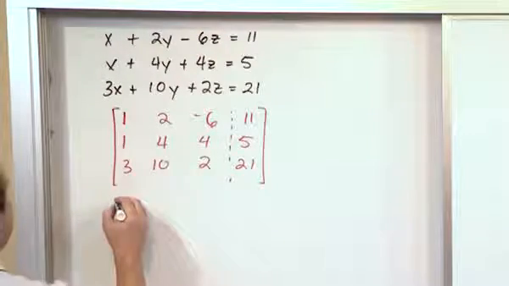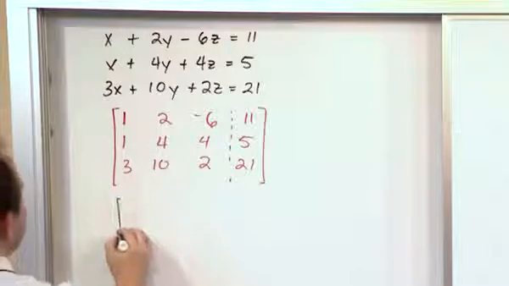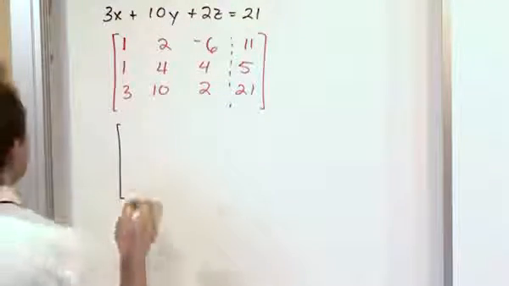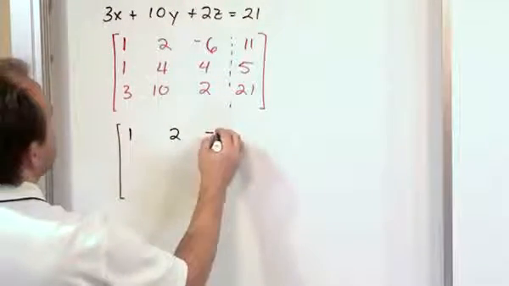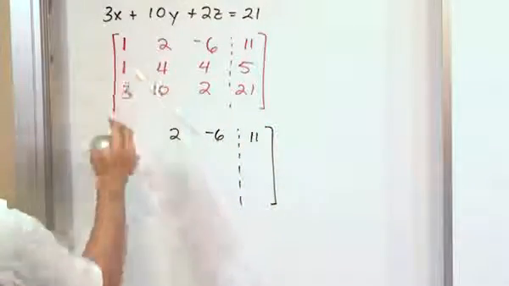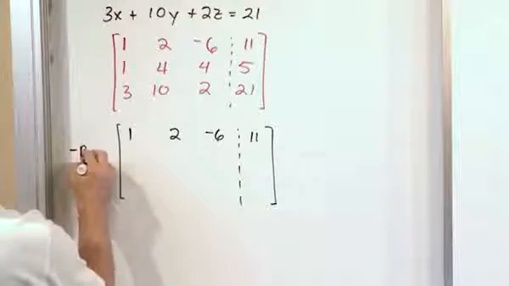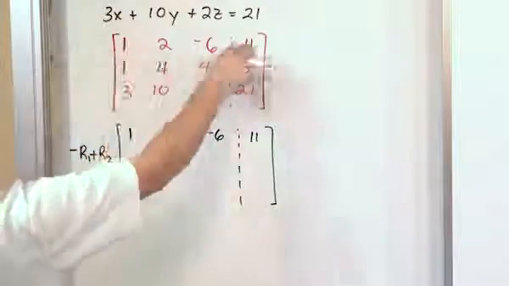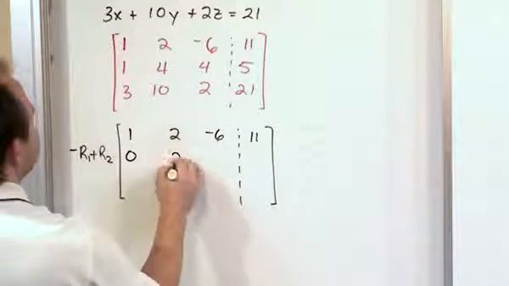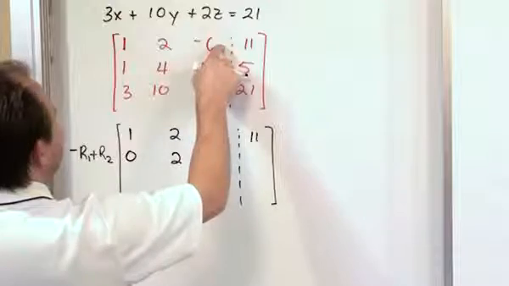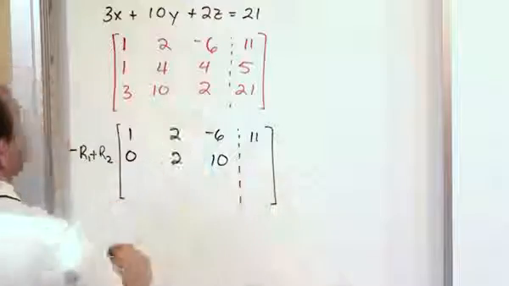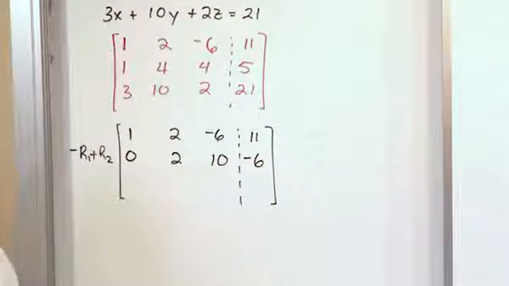So we have a 1 already here, so the next step in row reduction is we want to put a 0 underneath my leading column, which is already in this case a 1. So I'm going to leave the first row alone, 1, 2, negative 6, 11. And then I want to get a 0 here. So I'm going to say negative row 1 plus row 2. I'm multiplying this row times negative 1 and adding it. So I'm going to get a 0 here. Negative 2 plus 4 will give me 2. Negative times negative 6 will give me 6, so then 6 plus 4 is 10. And then negative 11 plus 5 is going to give me negative 6. So that gives me that.